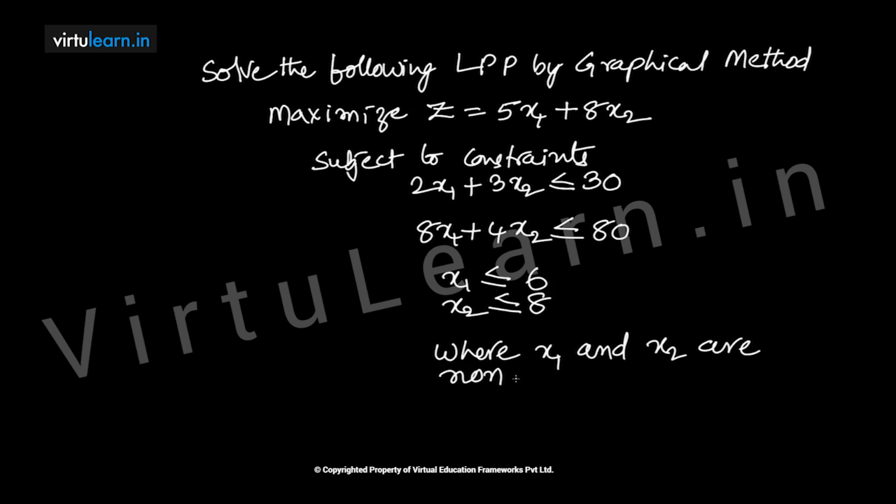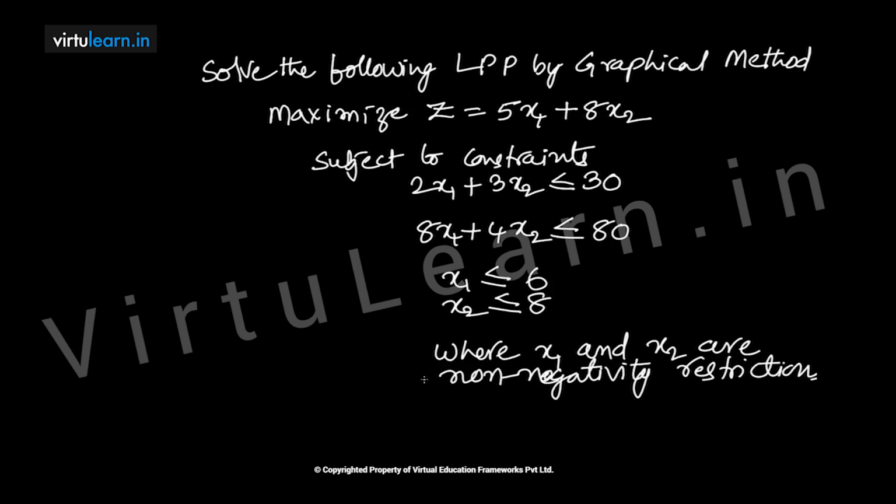non-negativity constraints. What non-negativity constraints indicate is x1 and x2 cannot assume negative values. Either they should be positive values or they should be 0.